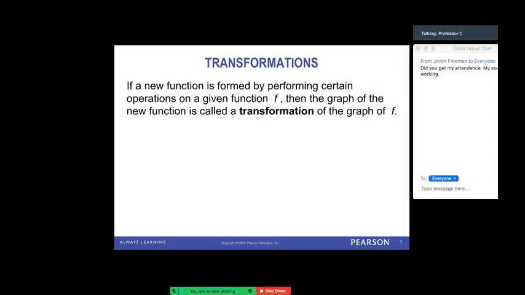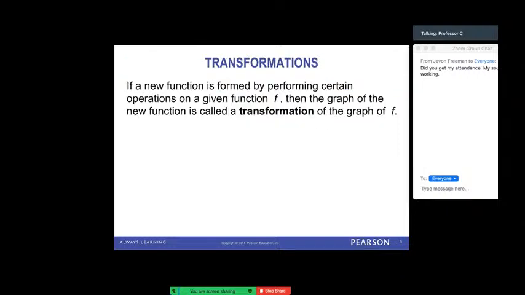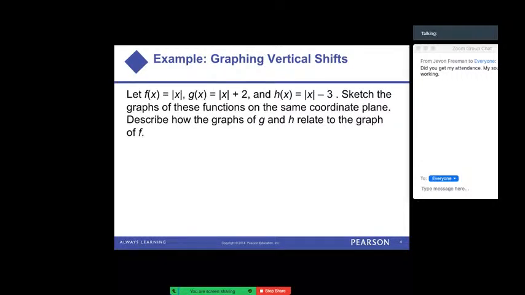So now we're going to be looking at manipulations on these basic graphs and start building a case for transformation of functions. It says if a new function is formed by performing certain operations on a given function, then the graph of the new function is called a transformation of the graph of f. So let f of x be the absolute value of x, g of x the absolute value of x plus 2, and h of x the absolute value of x minus 3. We're going to sketch these graphs on the same coordinate plane.